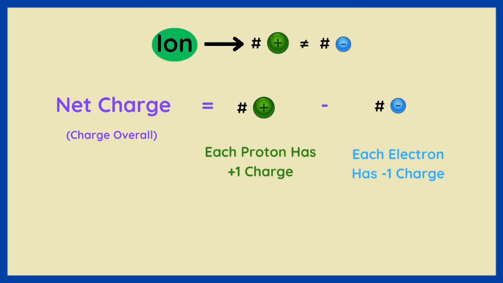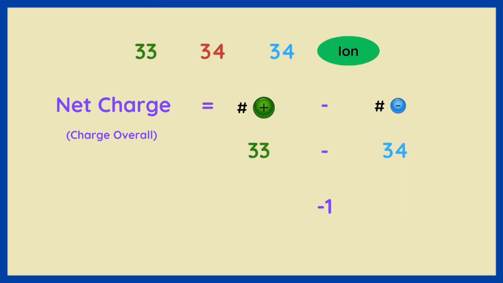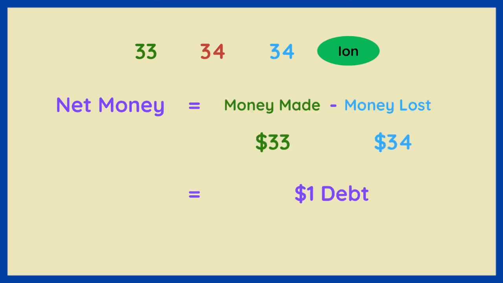Ions, on the other hand, are defined by an unequal number of protons and electrons. So if we calculate the net charge for one of the ions presented earlier, it would be 33 protons minus 34 electrons, and thus a -1 charge overall. And that makes sense because we have one more negatively charged particle than positive, so the negative is going to take over by 1. Analogously, I made $33 and lost $34, so I'm in the hole by $1.